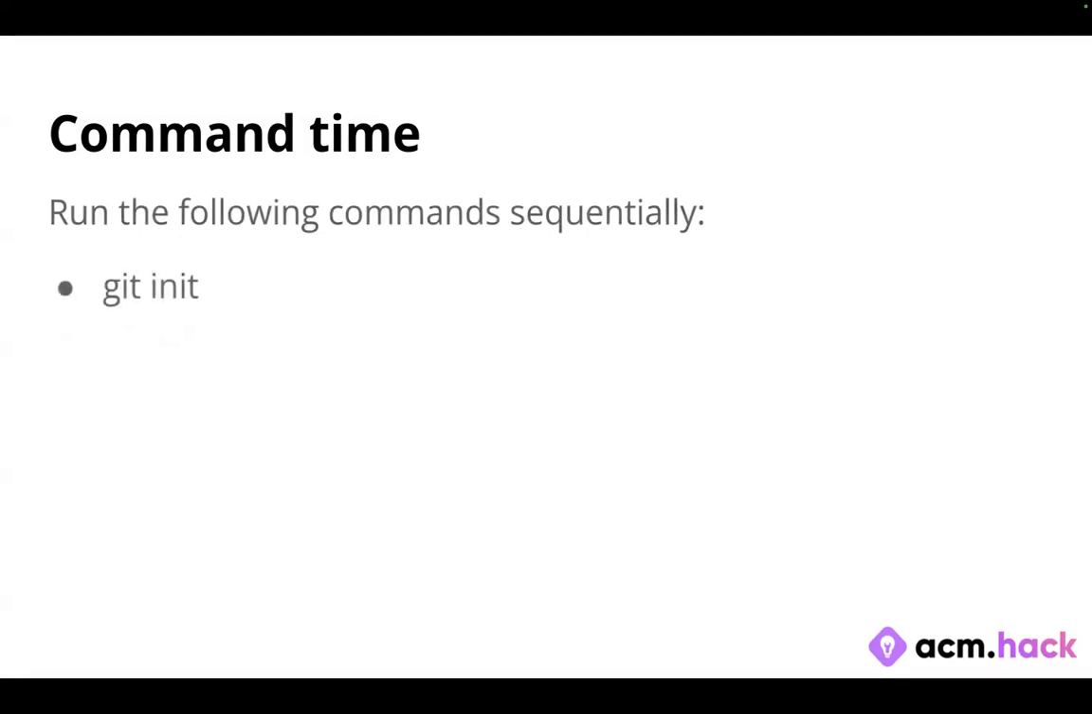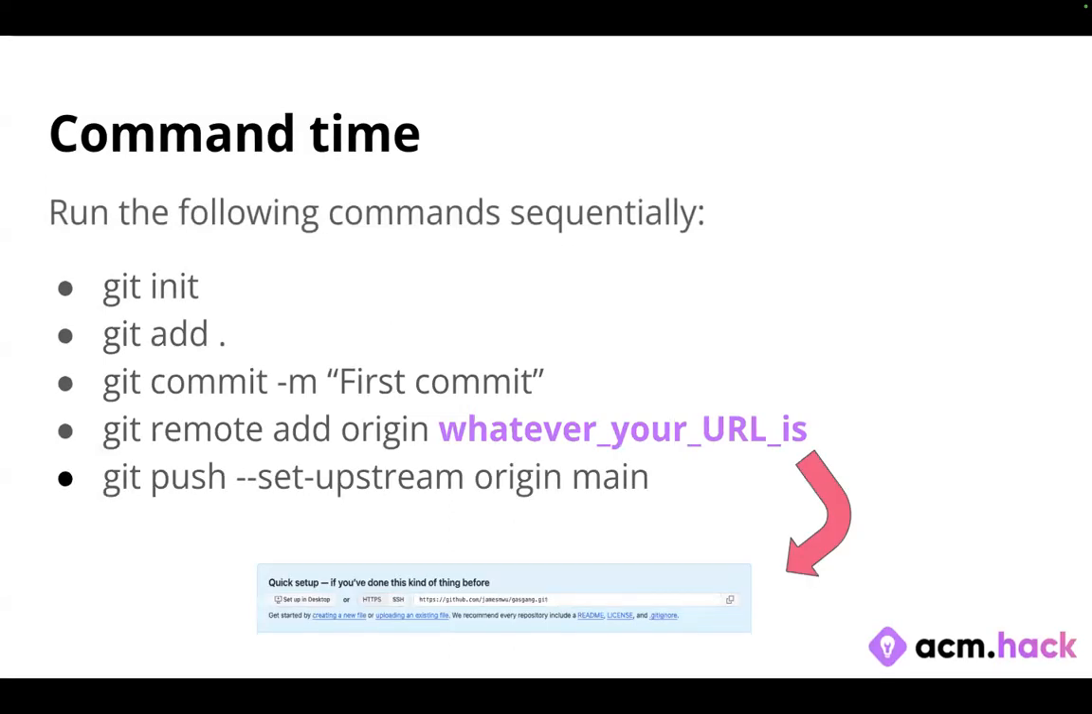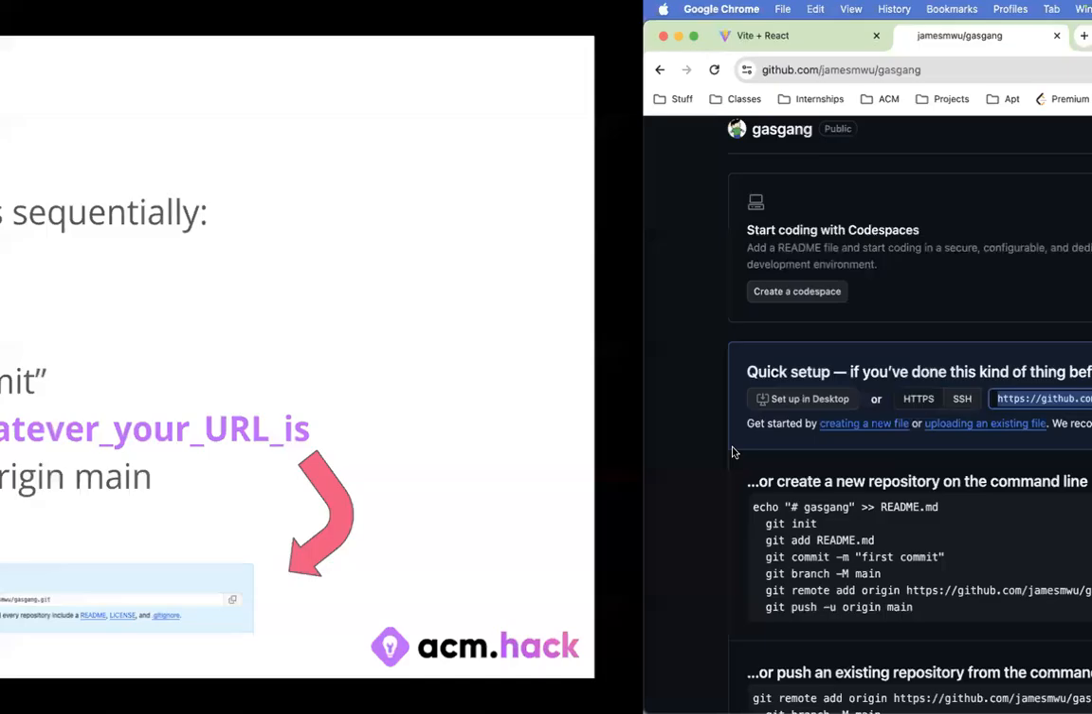So we're going to git init, git add dot. We're going to do that thing. We're going to do whatever that thing is. And then we're going to finally push it. And yes, the whatever your URL is part of this, by the way, is just whatever is up here. It's literally, it tells you after creating a repository what the URL is.